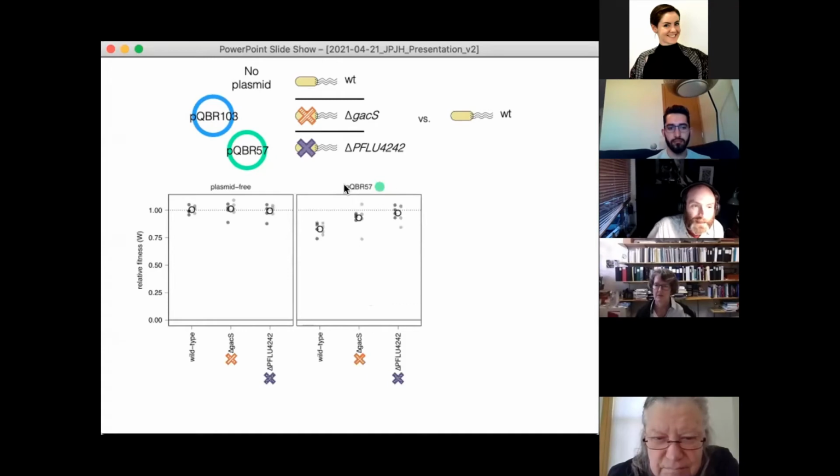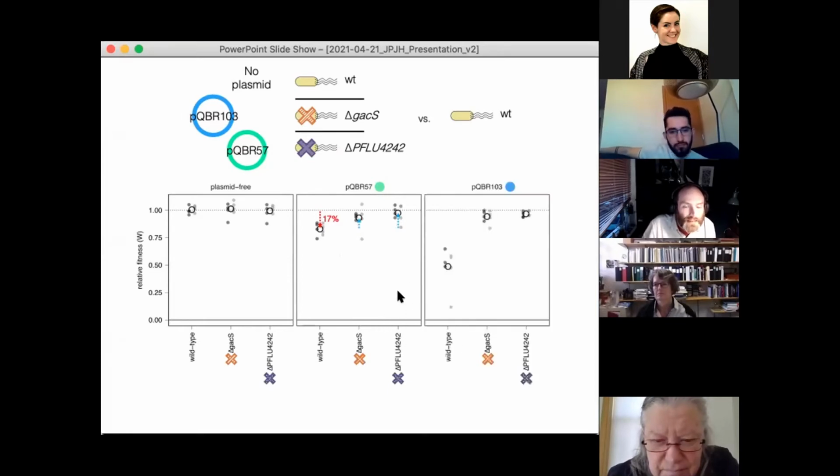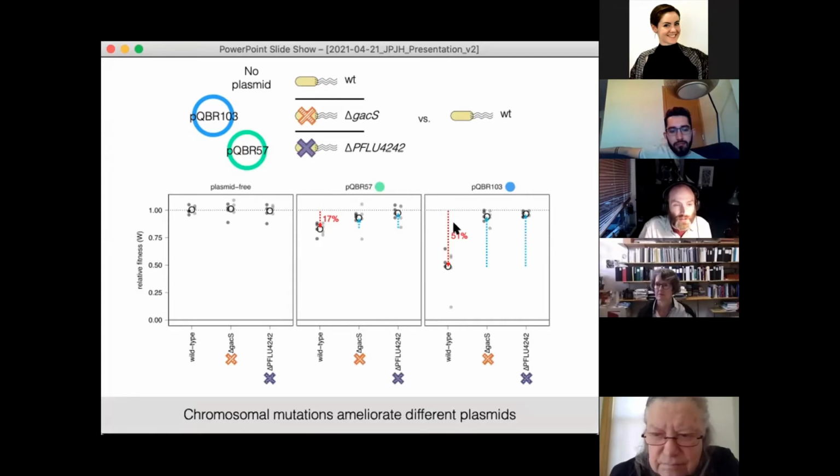If we take this plasmid pQBR57 in a wild type bacteria, this plasmid has a fitness cost of 17%. But these mutations resolve the fitness cost, and particularly PFLU4242 is very effective at resolving this fitness cost such that we can't detect a fitness cost in strains which have this mutation. A similar but perhaps more pronounced pattern is seen with pQBR103, the larger megaplasmid, in that this one has a 51% fitness cost in the wild type background. Knocking out either of these genes effectively resolves the fitness cost. So these compensatory mutations ameliorate these two very different plasmids.